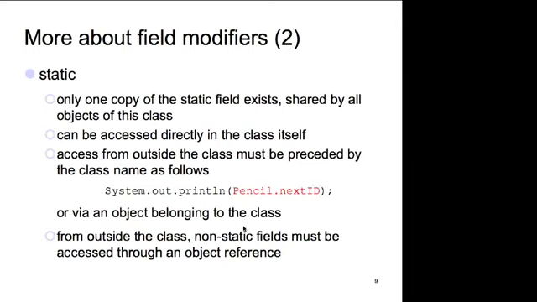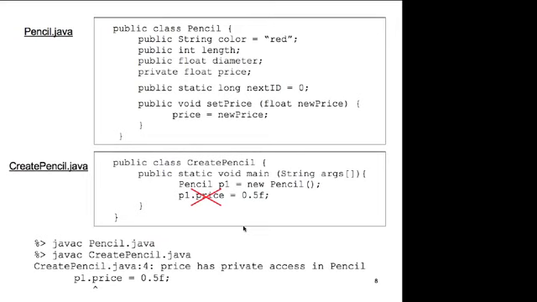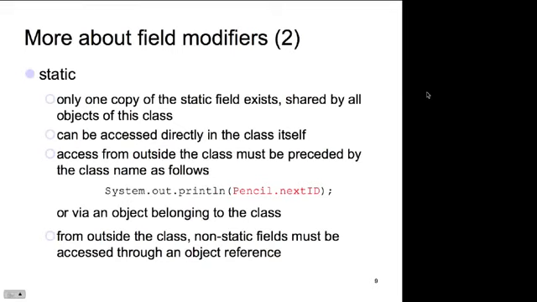Okay, so a little bit more on the variables. We saw the word static appear. In fact, static appeared right here, in the public line right beneath the float: public static long nextInteger is equal to 0. Well, what's that all about? Only one copy of the static field exists, shared by all objects in this class.